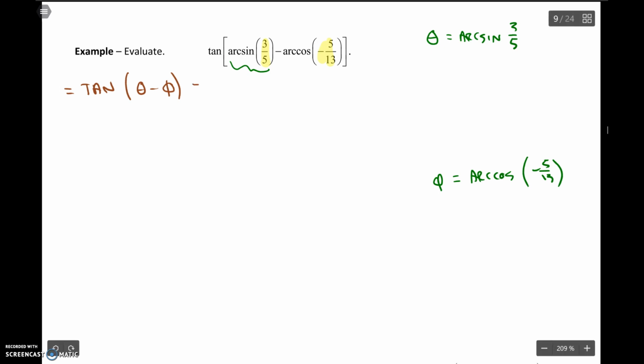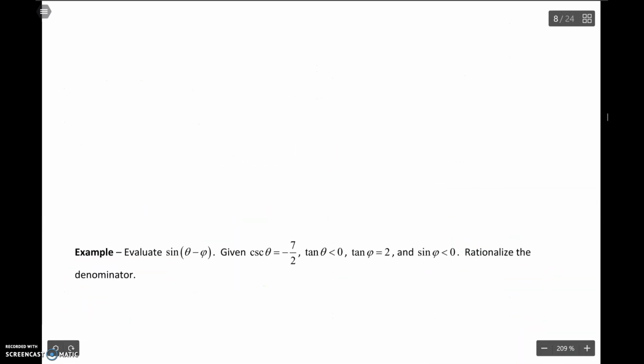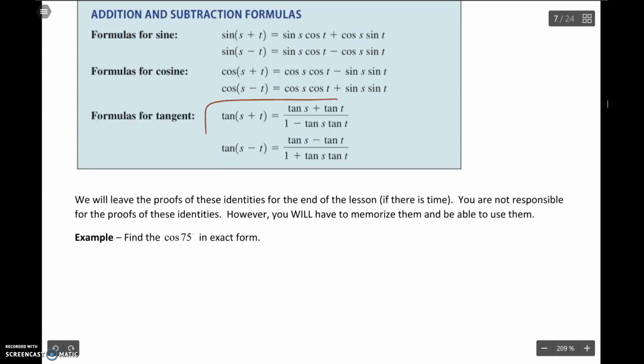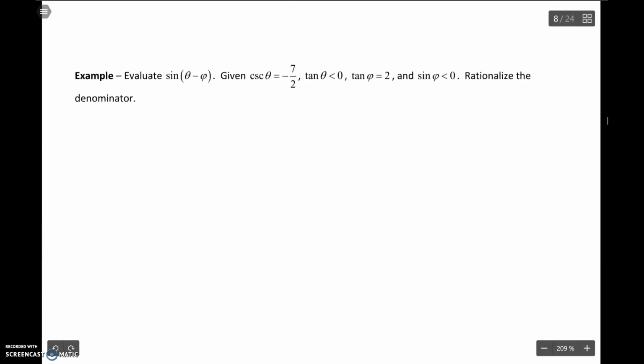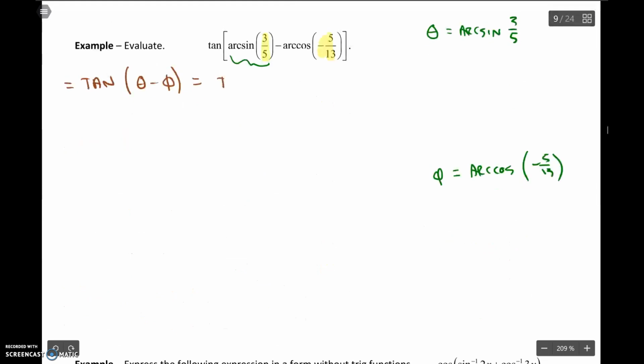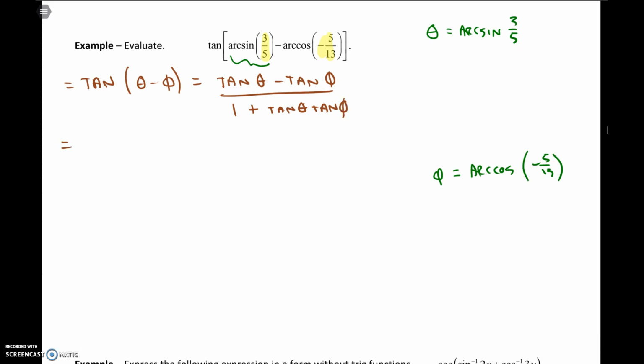But what I can do is use my sum and difference formulas. Here are the tangent ones, to write that sum or difference as tangents of the individual angles. Remember, it's tangent plus tangent over 1 minus the product if you have a plus. So basically the numerator has the same sign and the denominator has the opposite sign. So I can write this as the tangent of theta minus the tangent of phi over 1 plus the tangent of theta times the tangent of phi. I can evaluate this as long as I can figure out what the tangents of the individual angles are.